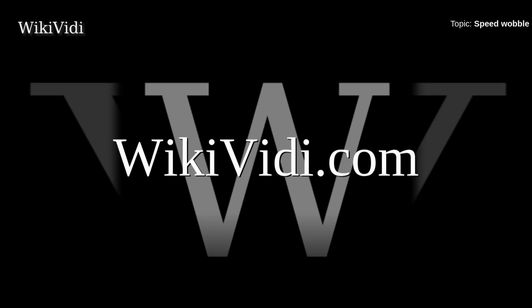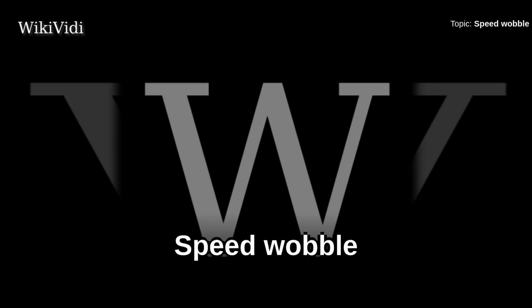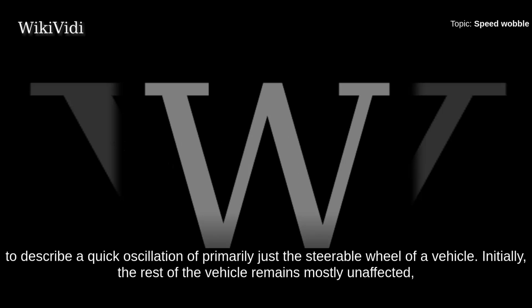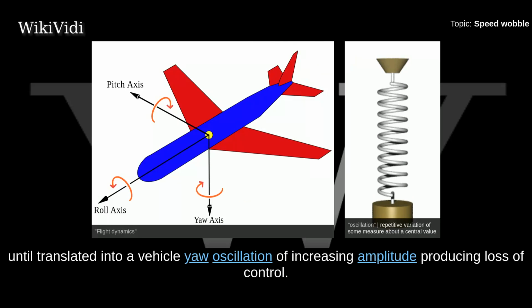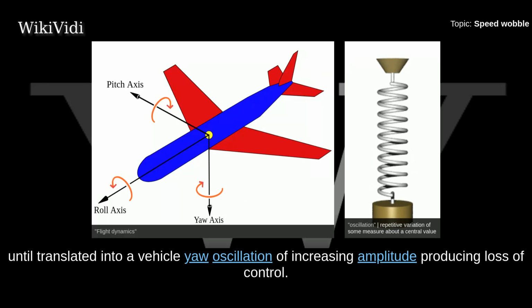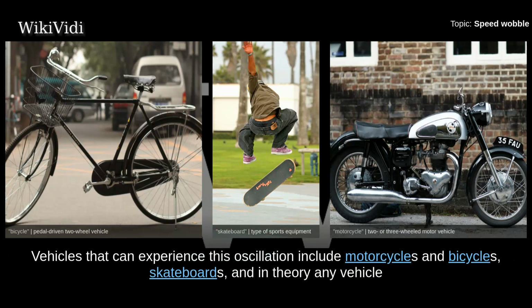Speed wobble. Wobble, shimmy, tank slapper, speed wobble, and even death wobble are all words and phrases used to describe a quick oscillation of primarily just the steerable wheel of a vehicle. Initially, the rest of the vehicle remains mostly unaffected, until translated into a vehicle yaw oscillation of increasing amplitude producing loss of control.